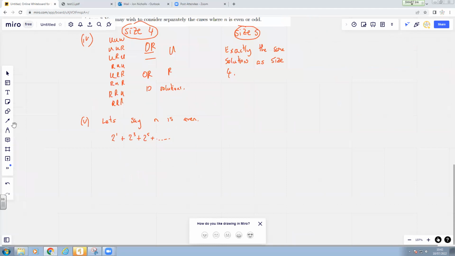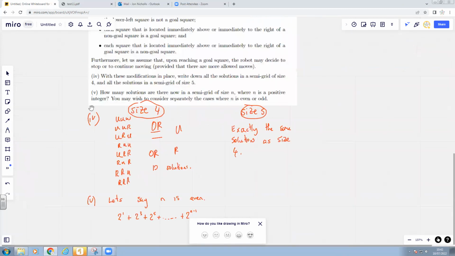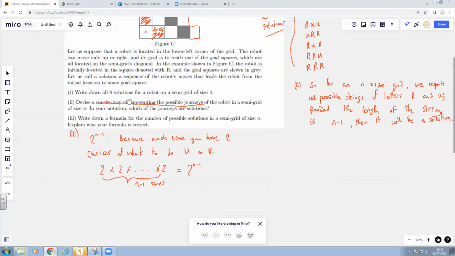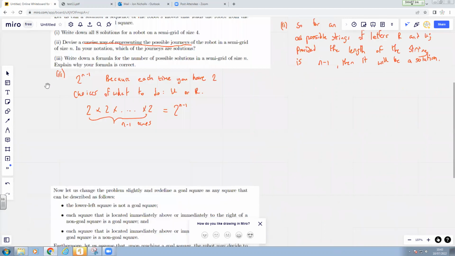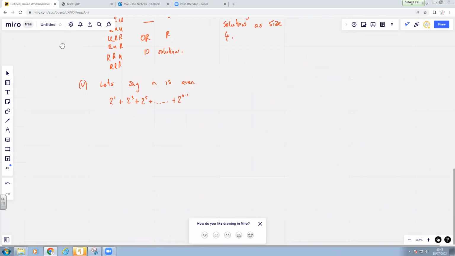Now, this is going to go up to the even number. If n is even, it's going to be one less than that, because when n is even, the last one you do is one less than the even number. So if n is even, n is 4, the last thing we did to work out how to get to these goal squares was plus 2 cubed. Yeah. And so that's going to be one less than our even number. So I've got this. Yeah.